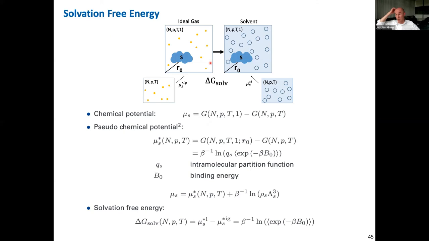This is usually done by, or we do it by integrating this molecule into the system, so turning the interactions up, if you will, in DFT. From the perspective of the surrounding fluid, the solute is simply an external field. So we take the force field of a molecular simulation as an external field to the density functional theory. That is shown in this graph.